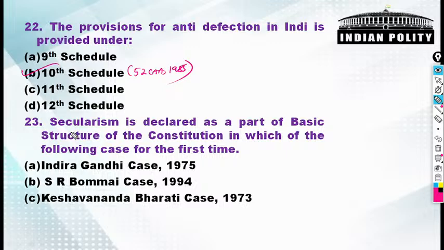Secularism is declared as a part of the basic structure in which of the following cases for the first time? That will be the Indira Gandhi case, Indira Gandhi versus Raj Narain. In the election case, for the first time, secularism and freedom of conscience and religion were declared as a part of the basic structure. That means they cannot be violated by the state. Later, in the SR Bommai case also, the Supreme Court made the same declaration. So it will be C.